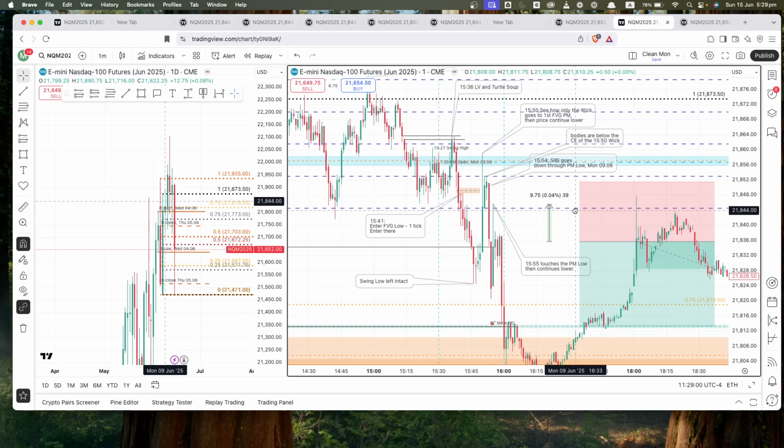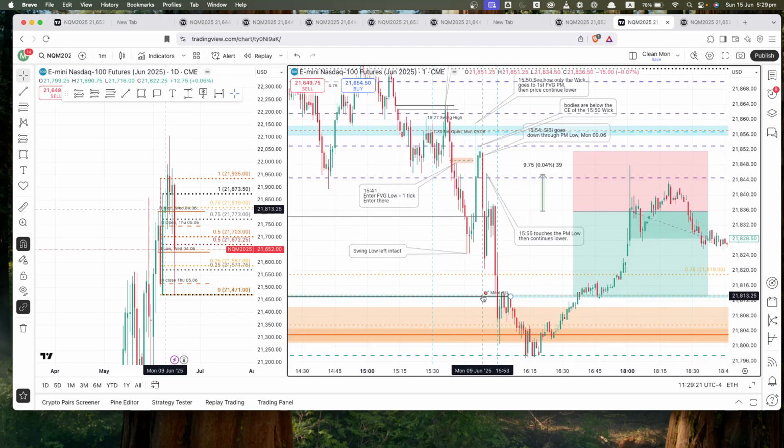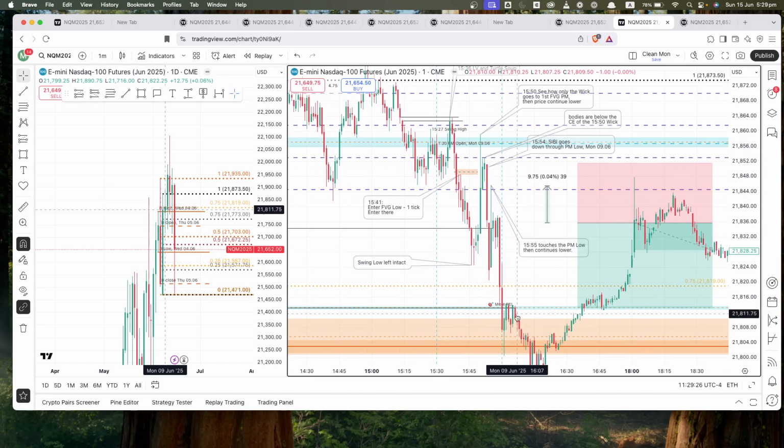And then at 15:50 here, see how it comes upper, but the body stays below. So here we are in the first fair value gap. We also fill up this fair value gap that was staying open due to the bearish breaker. And then we have this swing low left intact, and we still have the previous 3 days and the relative equal lows with the first fair value gap. So here we can go into another short.